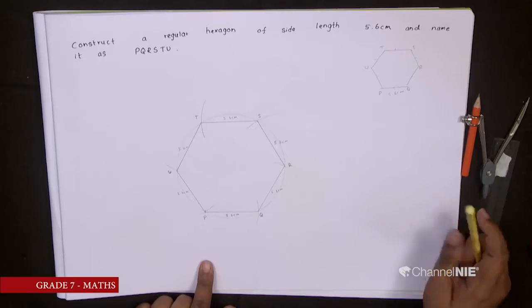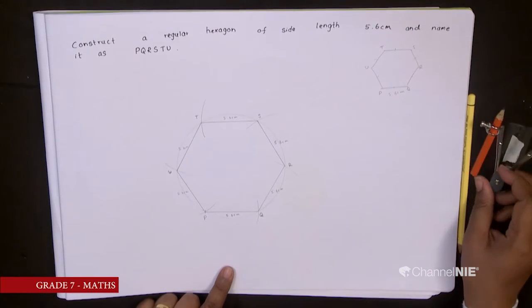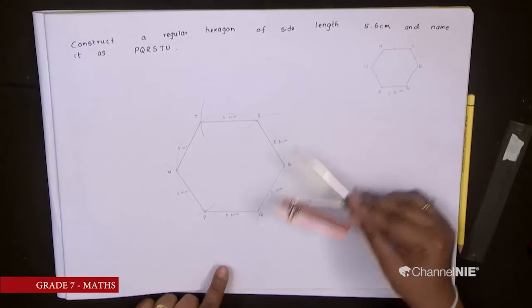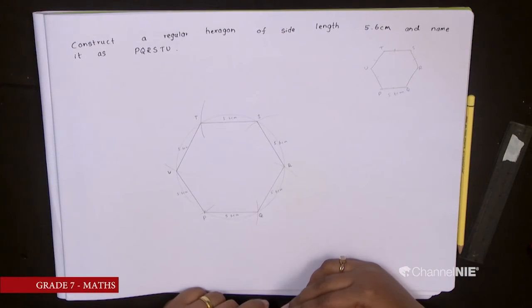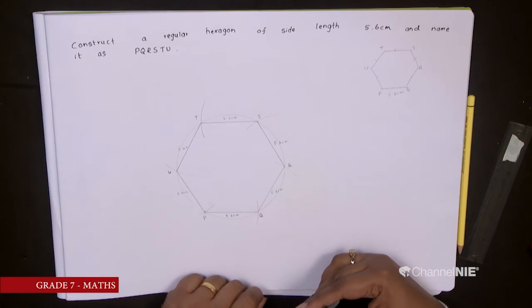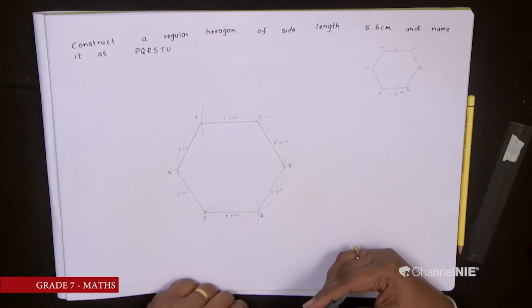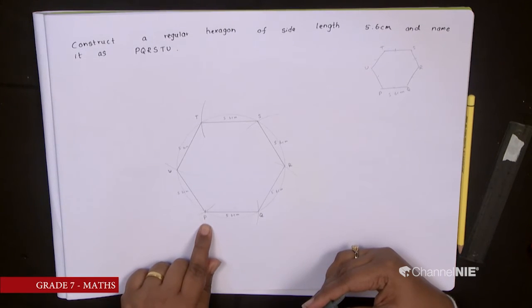Now, once again I will tell you the steps we have followed. First of all, I got 5.6 centimeters to my pair of compasses, drew a circle as the radius of the circle becomes 5.6 centimeters. Then I have marked a point on the circumference of the circle, named it as P.